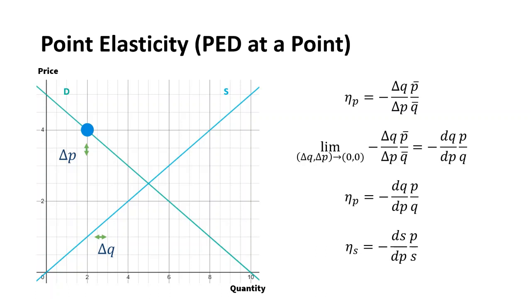That formula is price elasticity of demand equals negative derivative of quantity demanded with respect to price times the price over the quantity demanded. That same math and logic can be applied to the supply, and we can get a price elasticity of supply formula, which is negative derivative of supply with respect to price times the price over the supply.